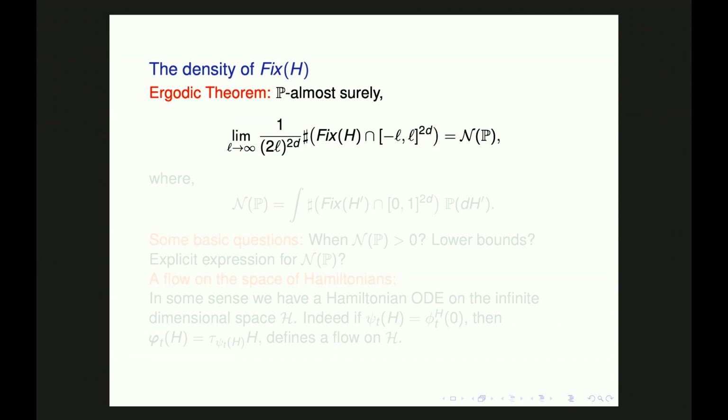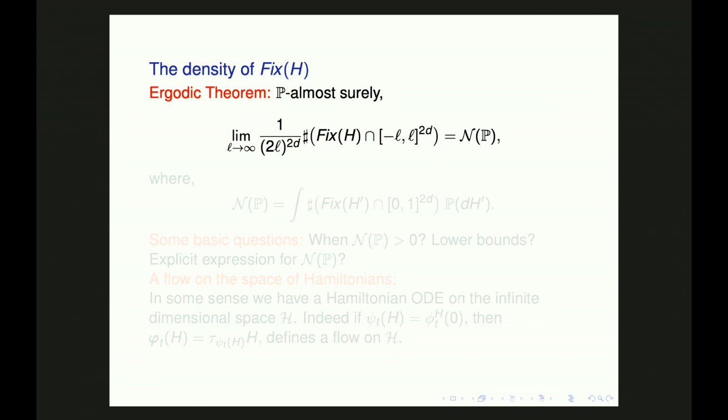But first, the first question you may ask is whether I can calculate the density of this potentially discrete set. How can you talk about the density? Well, look at the fixed points of the time 1 map and count how many fixed points you have in a box of size 2L, kind of a standard box. You take a large box and divide by the volume. And it's not hard to show that this limit exists. This is some kind of law of large numbers. And the limit would be, with probability 1, independent of H.